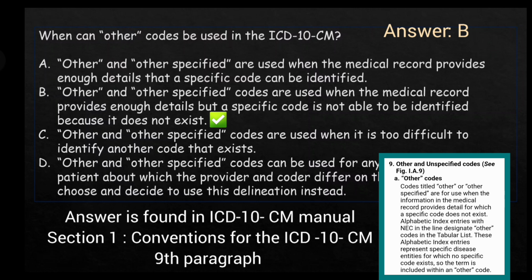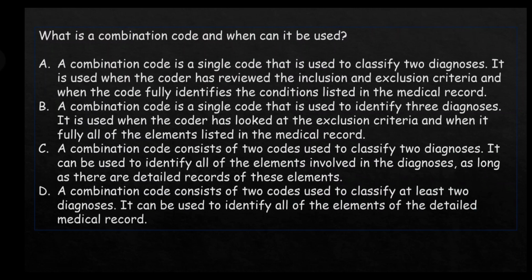Remember, other codes should only be used when a code truly does not exist. If another code exists for that particular diagnosis or symptom, then that code should be utilized. The alphabetic index and tabular list in the ICD 10CM should both be utilized to identify proper codes or an absence of a code.